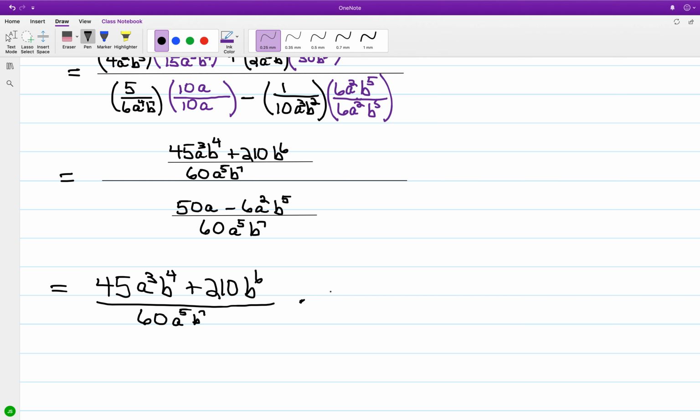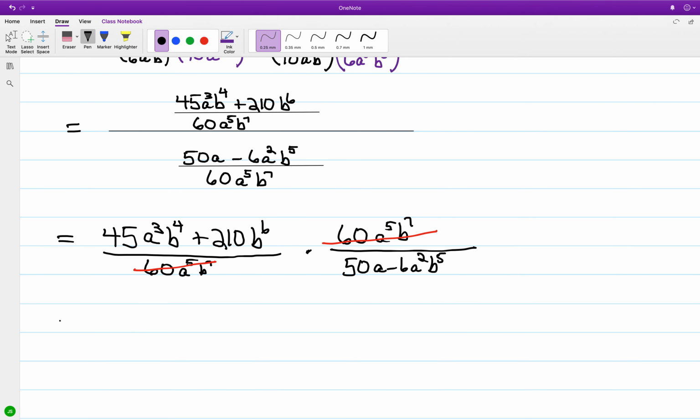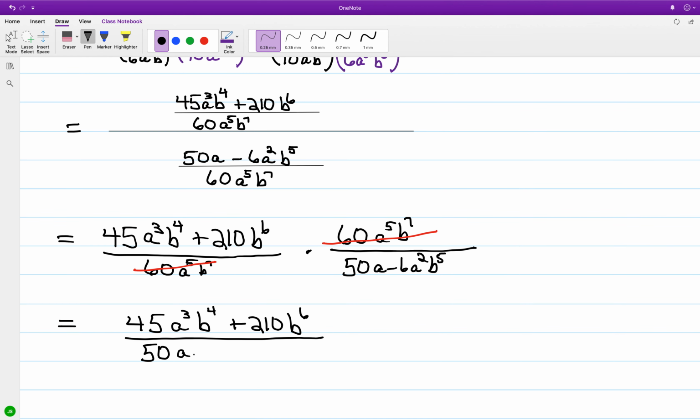dividing by the bottom fraction is the same as multiplying by the reciprocal. So we have cancellations here, and with what we have left over, this is going to come down to 45a cubed b to the fourth plus 210b to the sixth, all over 50a minus 6a squared b to the fifth.